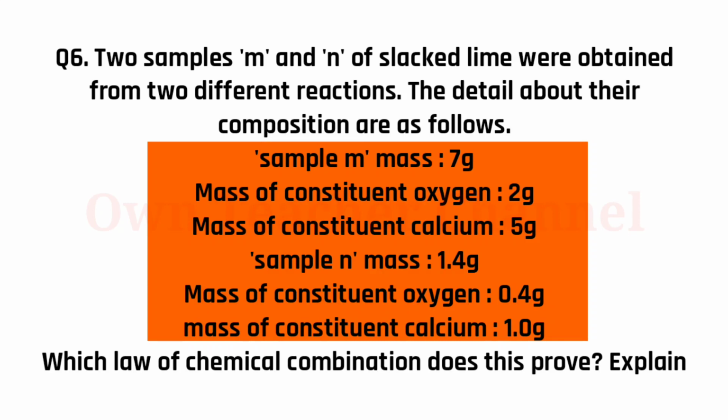Question 6. Two samples M and N of slaked lime were obtained from two different reactions. The details about the compositions are as follows. Sample M: mass 7 gram, mass of constituent oxygen 2 gram, mass of constituent calcium 5 gram. Sample N: mass 1.4 gram, mass of constituent oxygen 0.4 gram, mass of constituent calcium 1.0 gram. Which law of chemical combination does this prove? Explain.